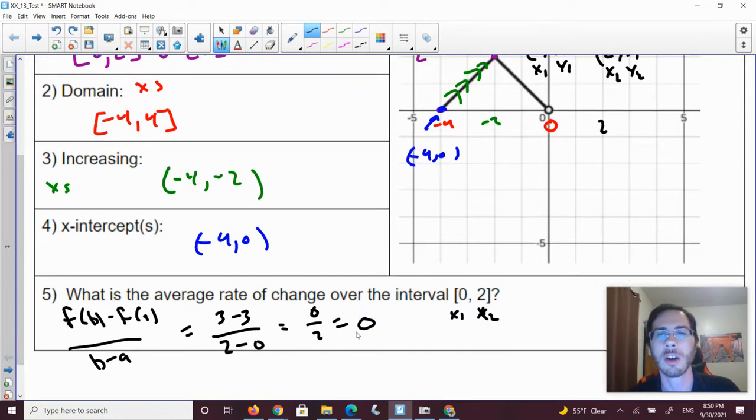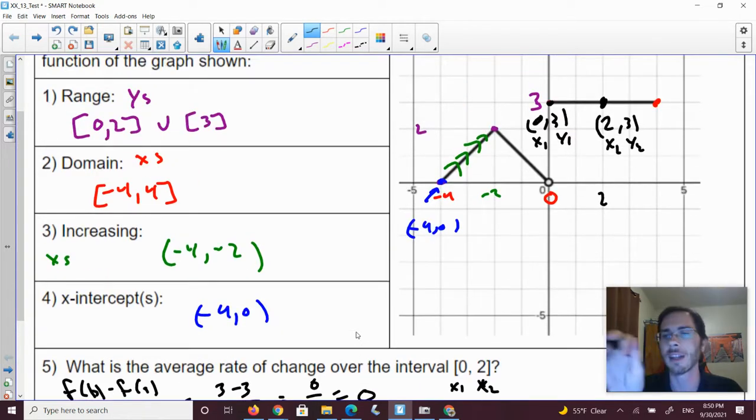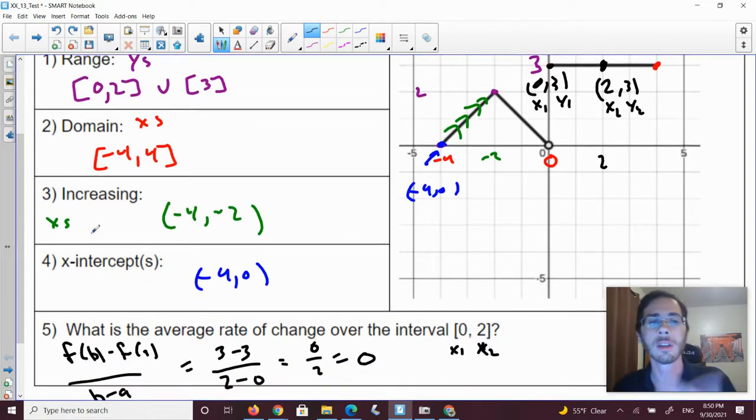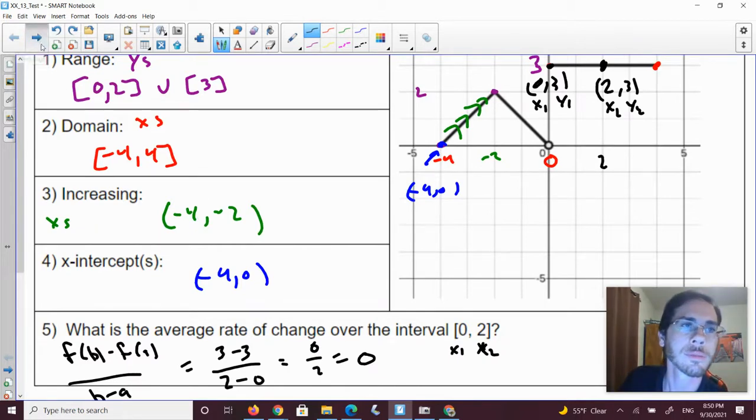We're not changing at all from 0 to 2. It's just on the constant side. So there's no change here. We're not actually going up or down at all, so the slope would be 0. This average rate of change is the same as the slope. So that's 1 through 5.